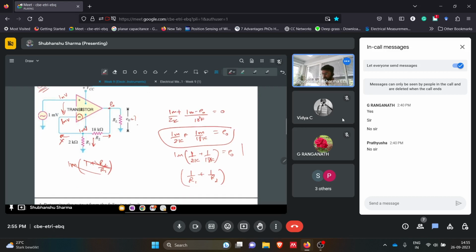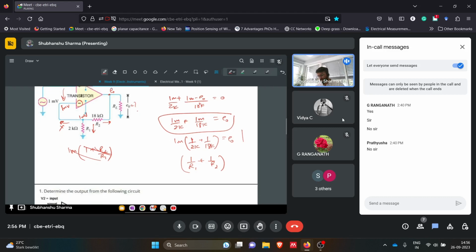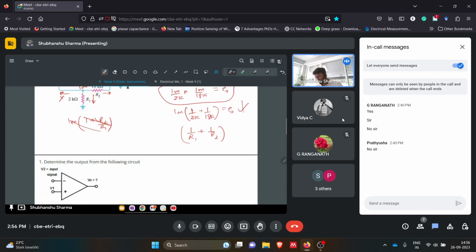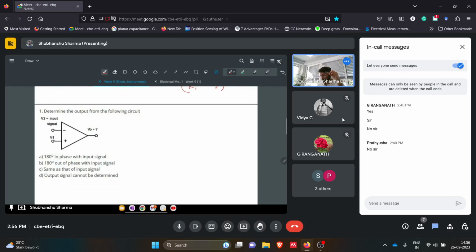Sorry for that. So anyway, if you're not sure, you can go ahead with this nodal analysis, and then you can get to the answer easily. So if this is fine, then you can solve this easily. So this was an easy question. Then the next question.